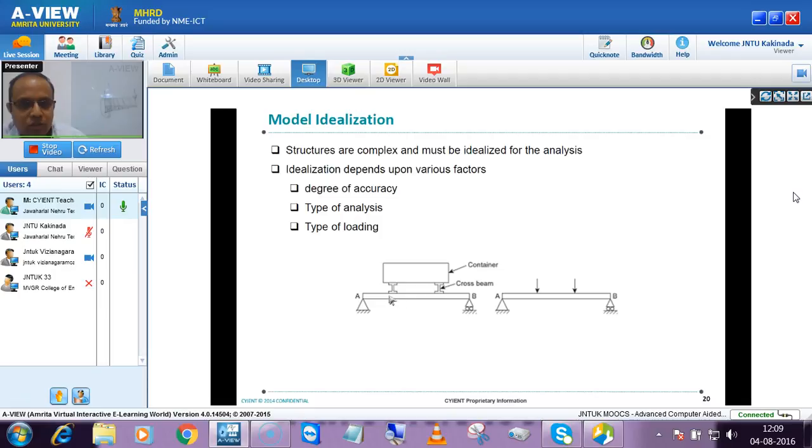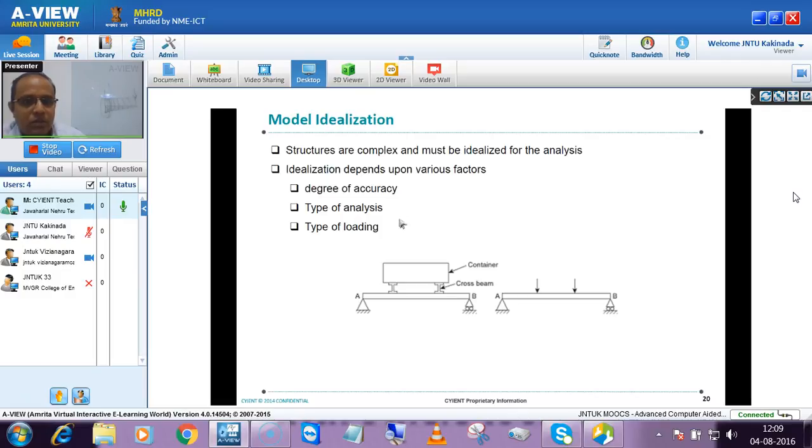Workloads here distributed over time, we can do the analysis. This is one way of model idealization: reducing the complexity of the problem without compromising results in the analysis techniques. So model idealization depends upon various factors. Some other factors I mentioned.